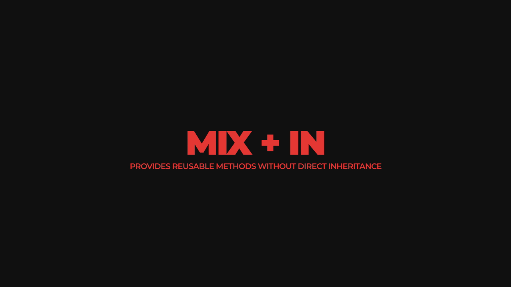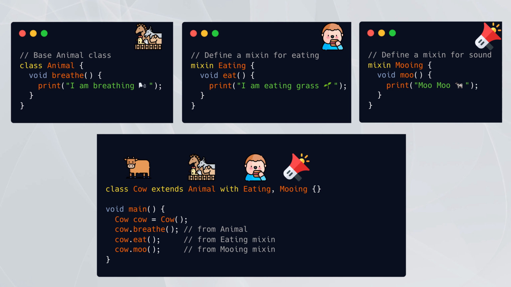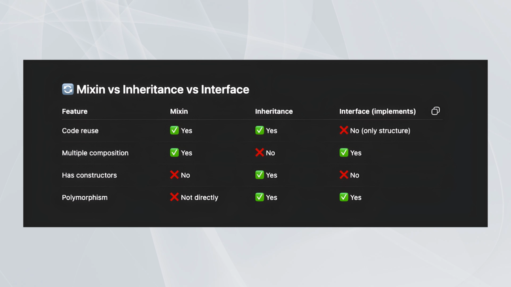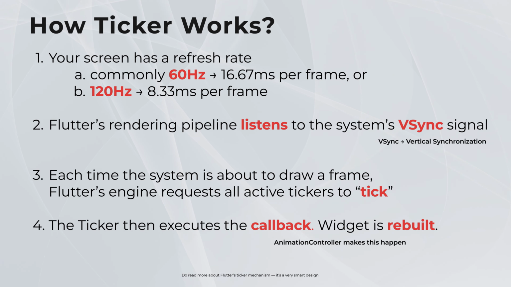Mixin is made up of 2 words, mix and in. These are classes that allow us to mix properties and methods from other classes without the need to inherit it. Mixin, inheritance and interfaces are 3 different concepts which are often mixed together. Save this image for future references. It will be helpful. SingleTickerProviderStateMixin provides a ticker, and a ticker in Flutter is a heartbeat signal. It fires once per frame and it is perfectly synced with the display's refresh rate. This is how animations stay smooth.